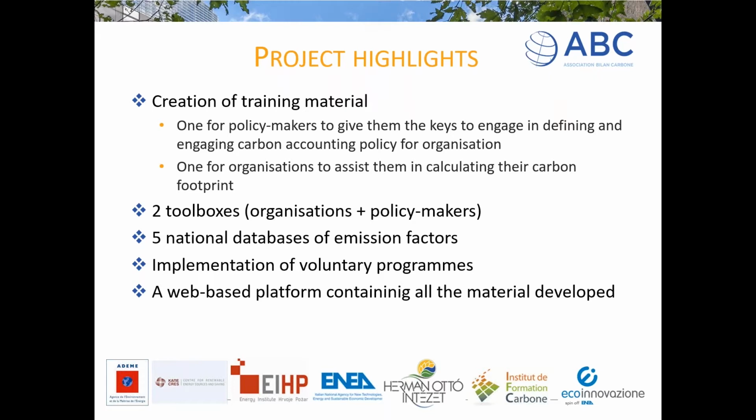Also, 5 national databases of emission factors were developed, so 1 database per country. And finally, we also brought all the emission factors together in one database, which is the Clim'Foot database, which contains European emission factors.